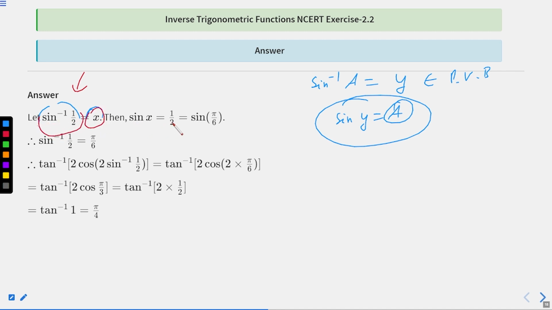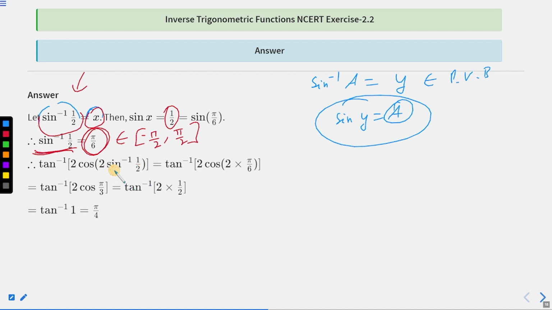Now sine x is equal to half. Sine pi by 6 is half. So the principal value of sine inverse of 1 by 2 is pi by 6. Indeed, this belongs to the principal value branch, and the principal value branch for the sine inverse function is the closed interval minus pi by 2 to pi by 2. So we evaluated for this.